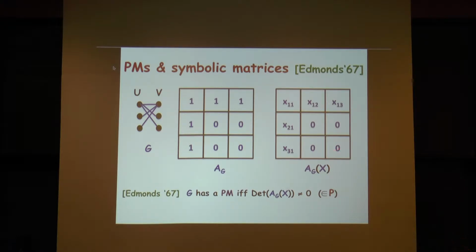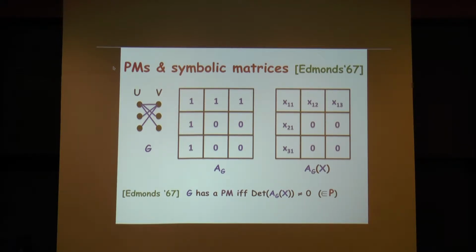The determinant of this matrix is a polynomial, right? And it's identically 0 exactly if there is no perfect matching. Why? Because if there was a perfect matching, this monomial that you'll get cannot be cancelled with anything else because all the variables are distinct. So I'm going slow, but please ask me questions if anything is unclear. Okay, so we can test this for this type of matrices.